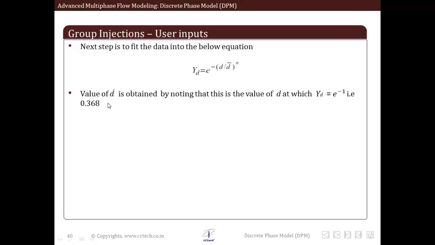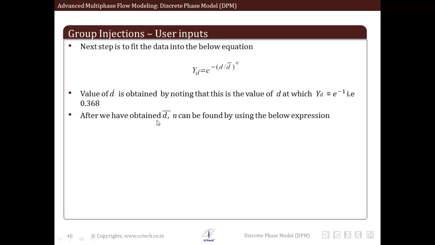The value of d bar in this equation can be obtained by noting that this is the value of d at which Yd is equal to e raised to minus 1. That is, when d is equal to d bar, the exponent becomes minus 1, and so we can obtain the value of d bar by using Yd equal to e raised to minus 1.